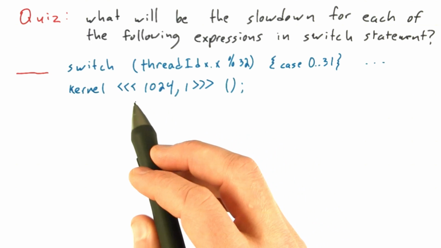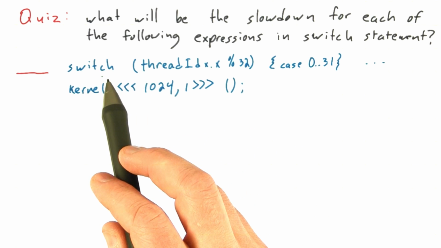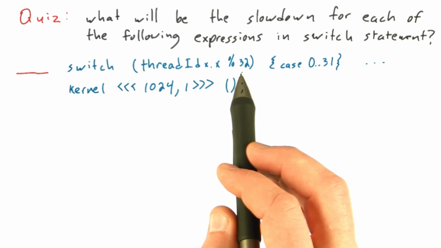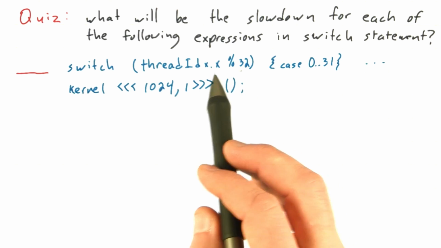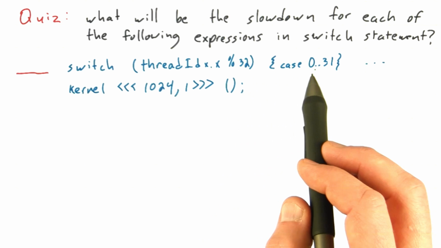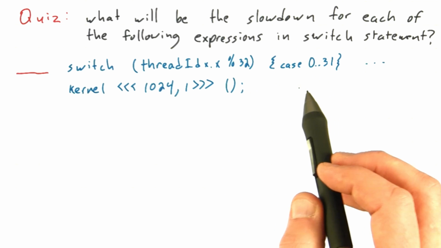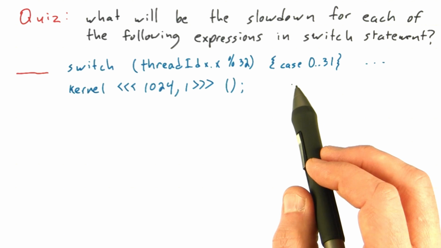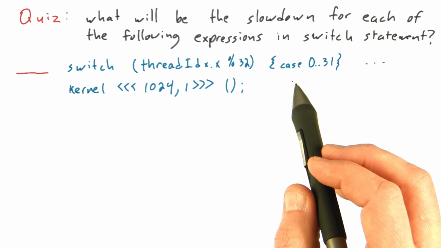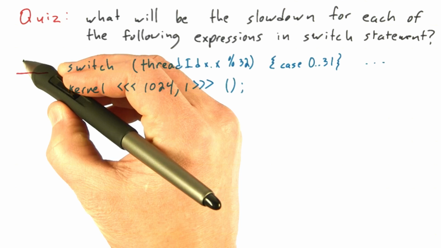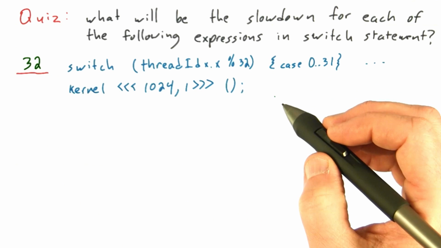So the answer to this first one, this is the example we've been discussing. Every thread is going to go a different path. Every thread in the warp will have a different value for this thread index. Those values will be 0 through 31. So every single thread will take a different path, and that means that the warp is going to have to activate each thread in turn, run through that particular case, deactivate that thread, activate another thread, run through that case, and so forth. So this will lead to the maximum slowdown of 32 times.